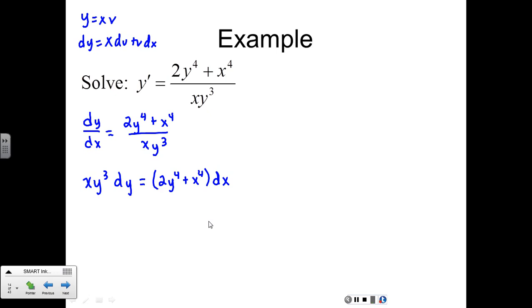Okay, so making our substitutions, x times y cubed would become, let's try to do that in our head. I'll write all the steps. Y cubed would be x cubed v cubed. So times another x, that's going to be x to the fourth v cubed times dy, which we know is x dv plus v dx, equals y to the fourth, which will be x to the fourth v to the fourth. So 2x to the fourth v to the fourth plus x to the fourth dx.